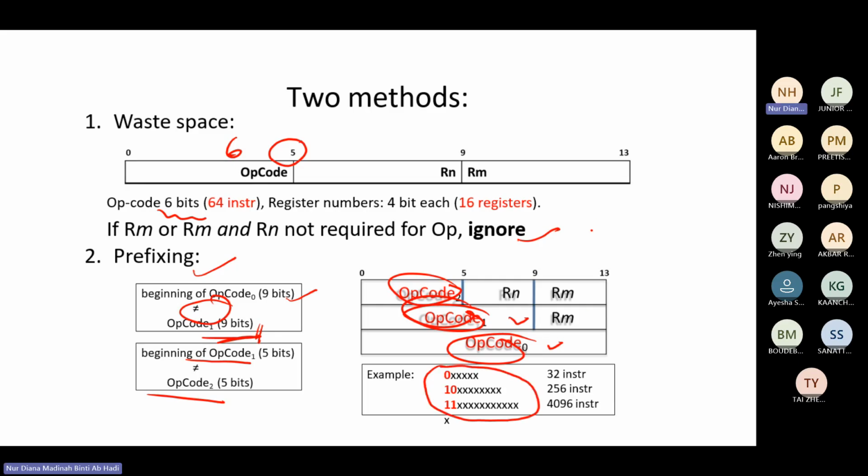That's why previously you needed to know about binary values. If they start with 0, there are only 32 instructions. If you have 1 0, you're going to have 256. 1 1, you're going to have 4096 instructions. Okay, so far so good. Do you have any questions? Do you have any argument with me for this one?